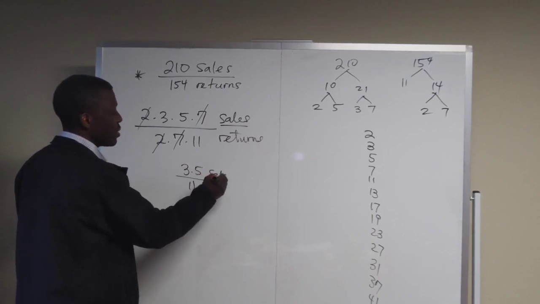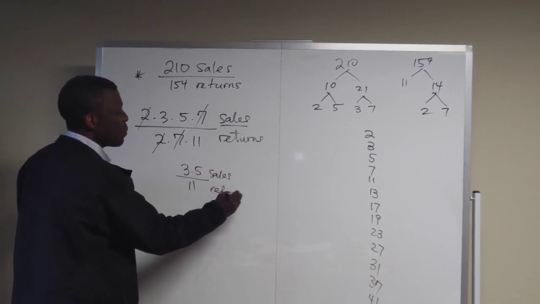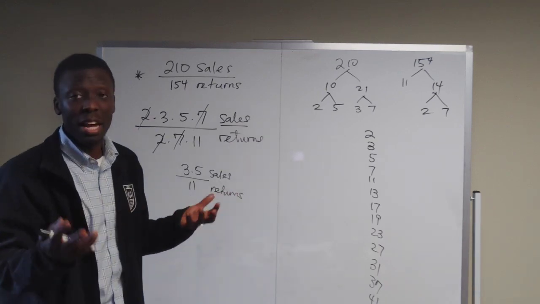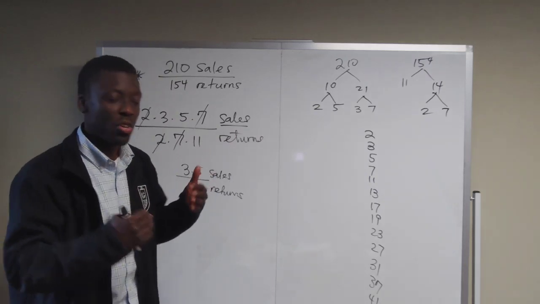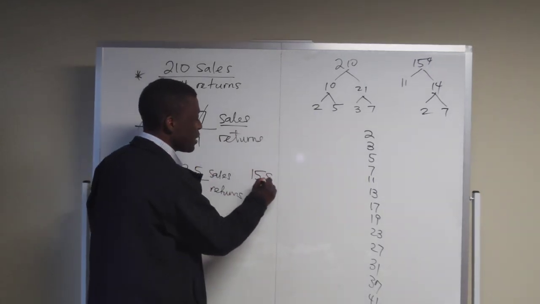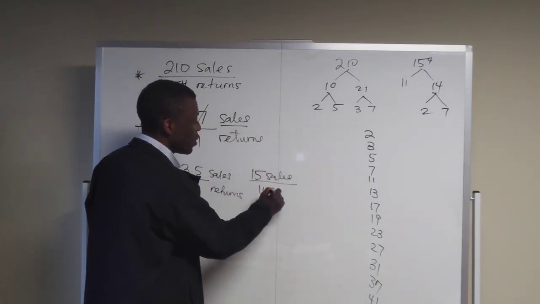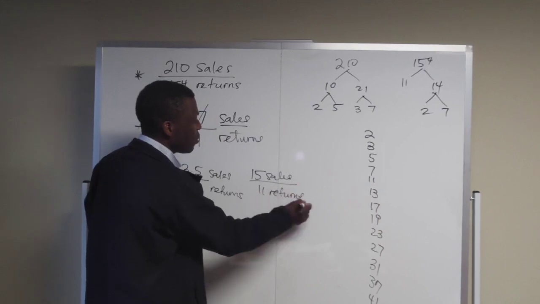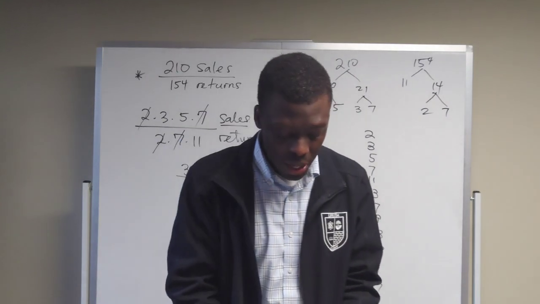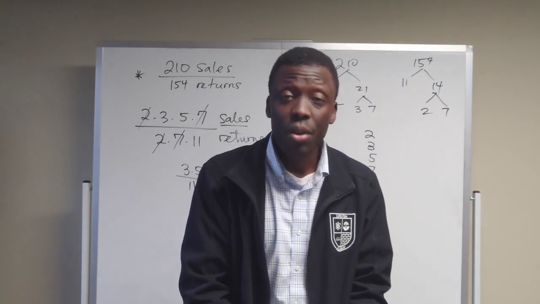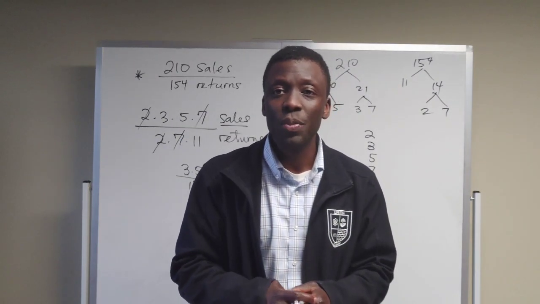And this is sales and returns. This could be looked at as a practical real life problem where somebody says we sell a certain amount and we get a certain amount of returns, right? For every 15 sales, we get 11 returns, right? So that's a practical real life situation. So that's the answer to that question, 15 sales per 11 returns. Very good. We're going to move on in our ratio discussion.